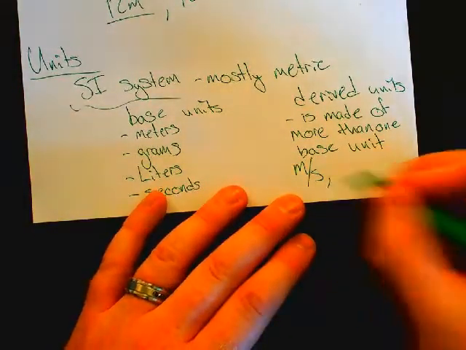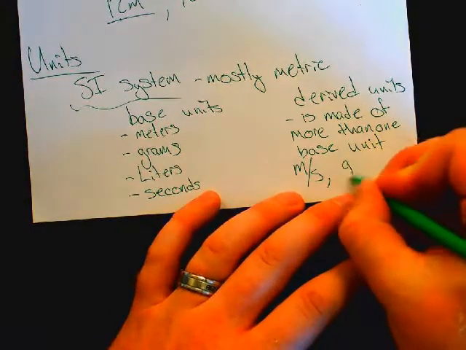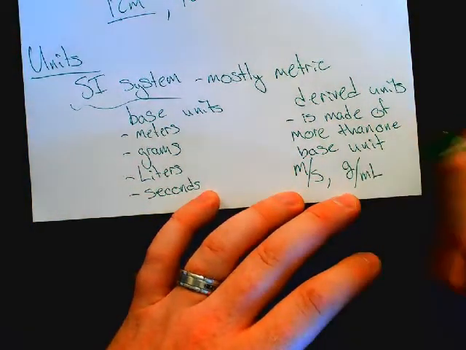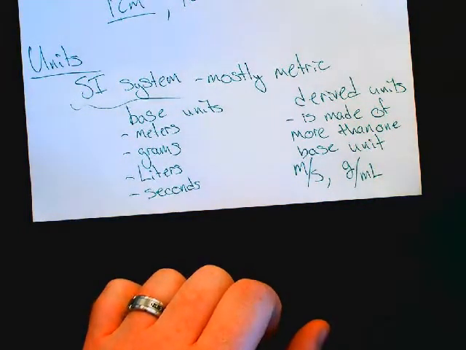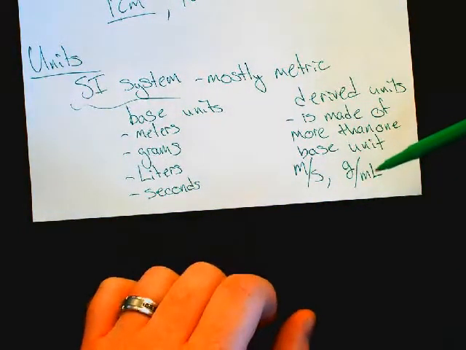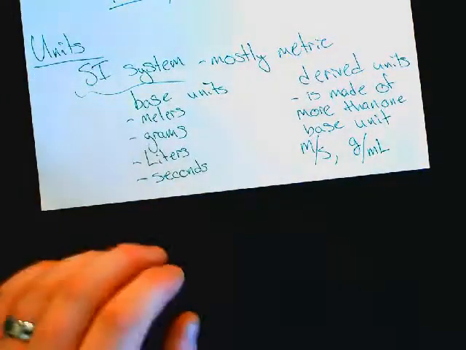We'll also be using ones for something like density, which we'll get to later today, which would be grams per milliliter or grams per centimeter cubed, showing that we have more than one dimension or more than one property about something that we're measuring. Okay? Questions on base versus derived units?